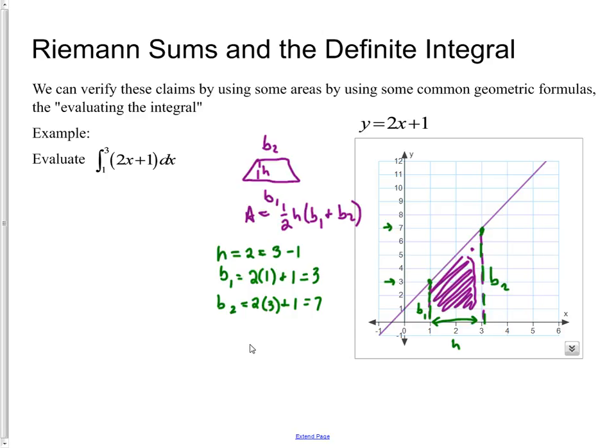And so putting together the information, it looks like our area, which is our region that's bounded on the interval from 1 to 3 over the x-axis and under the curve y equals 2x plus 1, would be equal to 1/2 of 2 times 3 plus 7, base 1 plus base 2, and that, of course, is going to come out to be 10. And so our area under the curve right here should be 10. Not too bad. More to come in the next video.